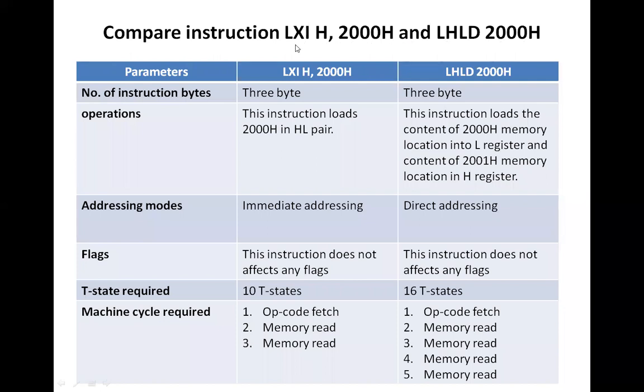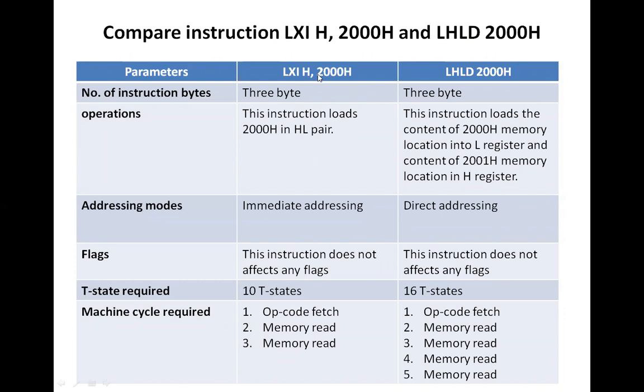So it means the LXI H instruction is going to load the 16-bit number in the HL pair directly, immediately. And LHLD is going to store the content of the 2000 memory location into the L register and the content of 2001 in the H register. So this is a 3-byte instruction. This is also a 3-byte instruction.